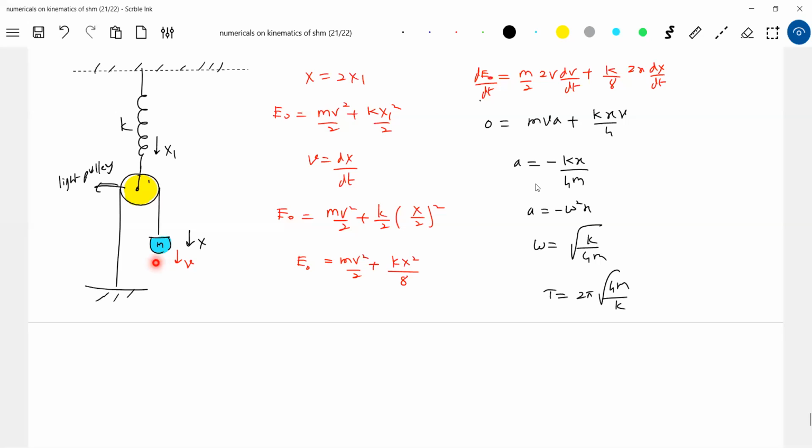In the force method, what you should do is, initially there'll be some elongation. That initial spring force will balance the weight of the block. You displace it further, then the additional spring force will make it accelerate. Then solve it, and you'll get the same answer. So for one spring and one block, the force method is okay. If multiple springs are there, it's the energy method which is going to help us a lot.